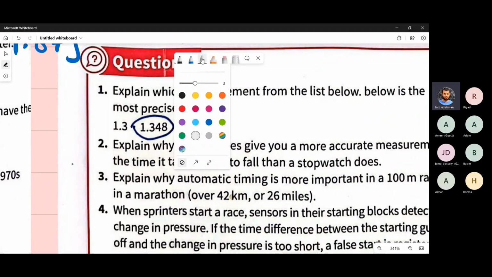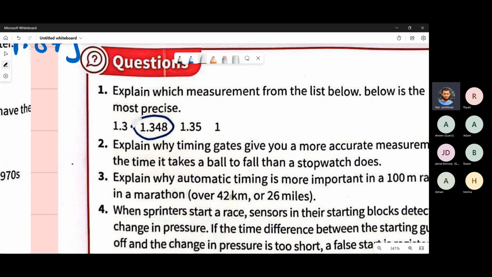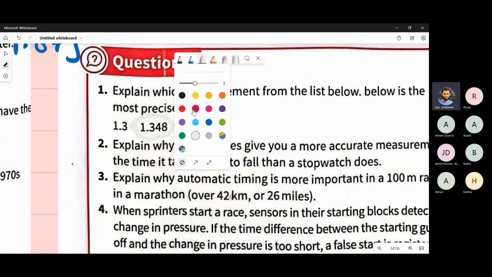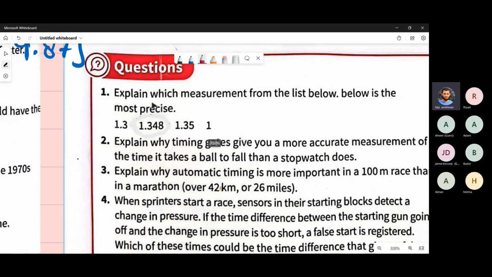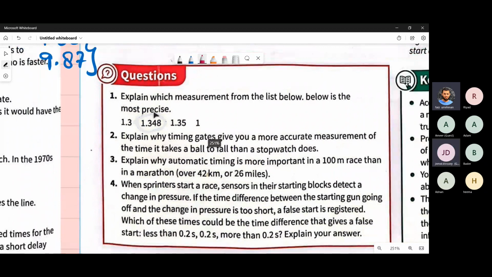Yes, Jamal was giving some explanation. Yes, Mr. Jamal, you were saying something. How will we decide? You say it first. What did he say? Repeat.